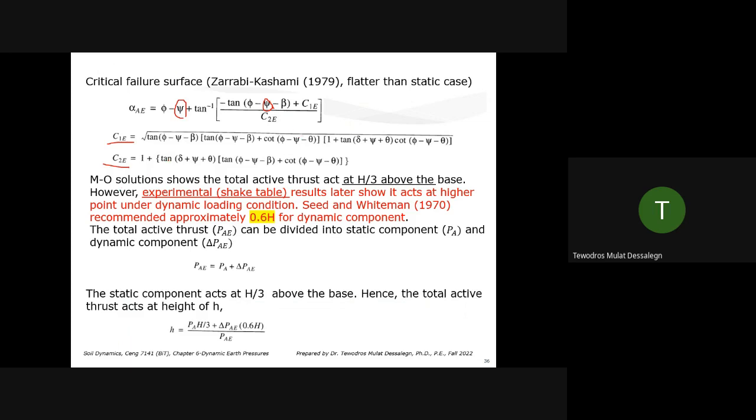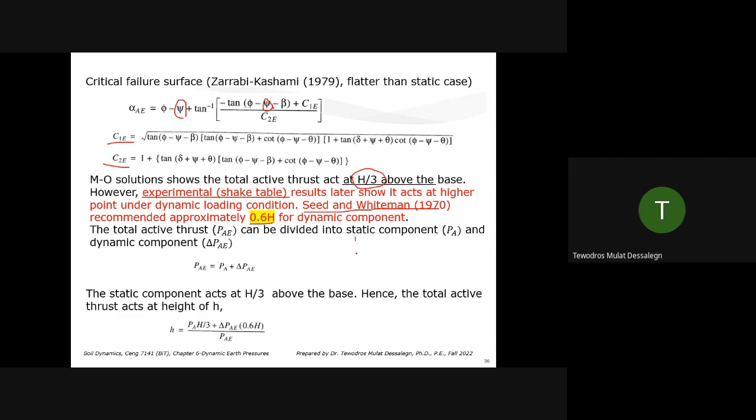Mononobe-Okabe solutions show the total active thrust acts at H/3 above the base. However, experimental results later showed it acts at a higher point under dynamic loading conditions. This is a very critical difference. You need to consider it. Seed and Whitman in 1970 recommended approximately 0.6 H for the dynamic component.